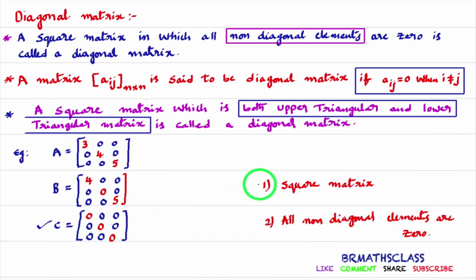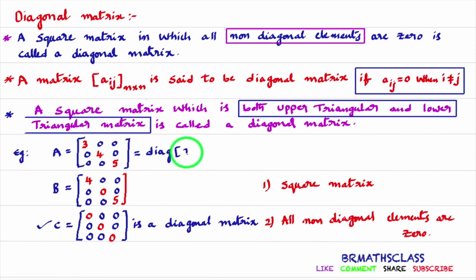Yes, if a matrix satisfies these two conditions, as per the definition of diagonal matrix, we say that it is a diagonal matrix. You see, is this zero matrix a diagonal matrix or not? Yes, it is a diagonal matrix. This diagonal matrix is also denoted like this, diag. That represents diagonal. What elements are there in the diagonal? The diagonal elements are 3, 4, 5.